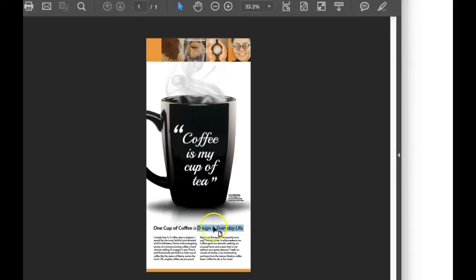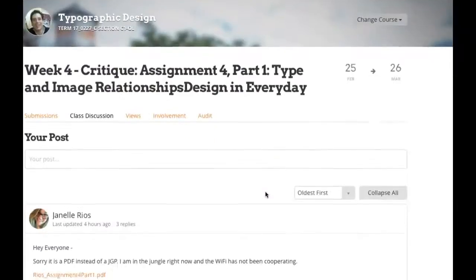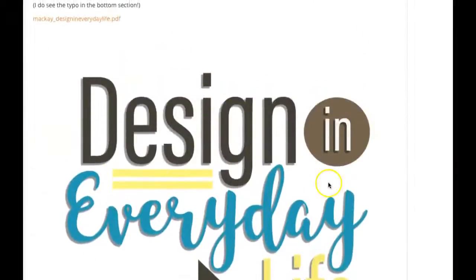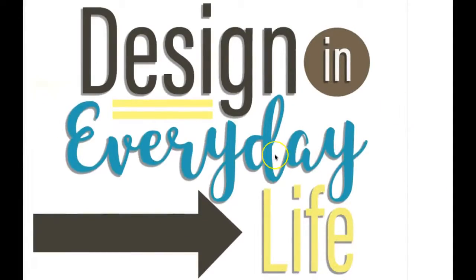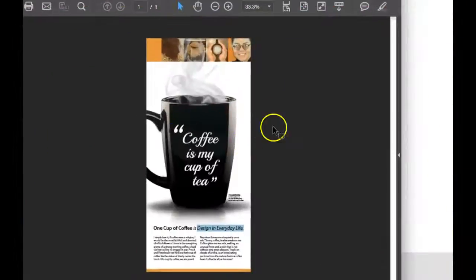I would definitely make design in everyday life your main focal point typographically. I don't even think I would use one cup of coffee or coffee is my cup of tea. I would just go with design in everyday life. Give us a typographic composition in there. Here's an example of a typographic composition. I've been using Erica's typographic composition to head the poster. I hope she doesn't mind, though I never asked her. I think that's a really great idea to draw your viewers' attention into the poster itself.